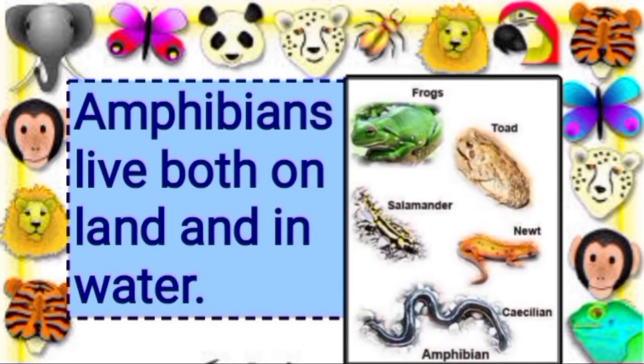Now let's understand features of amphibians. So most of the animals known as amphibians can live on land as well as in water. They are vertebrates, or animals with a backbone. So these animals live both on land and in water, and most of them breathe both through their lungs and the moist skin.